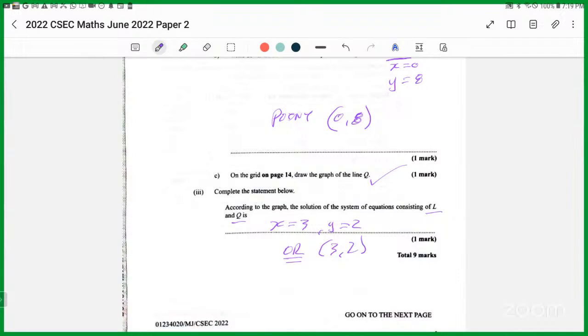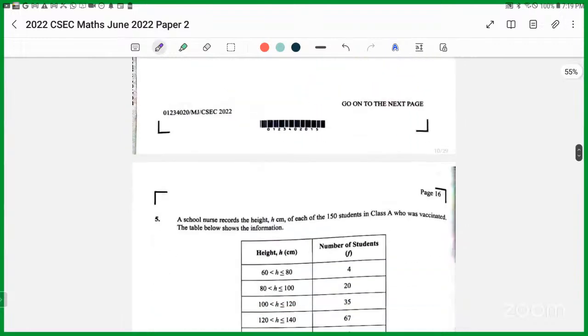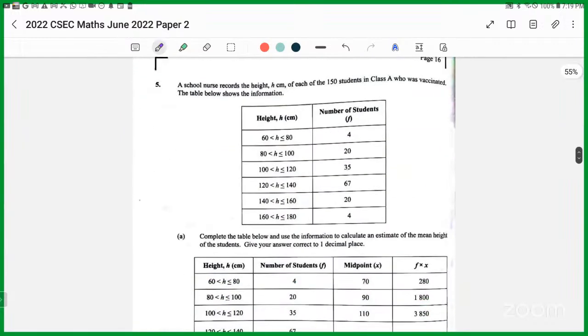Are you good at that? Yes, sir. All right. Number 5. We discussed that the other day, I think. Did we? No, I don't think we did discuss that when we did statistics practice.